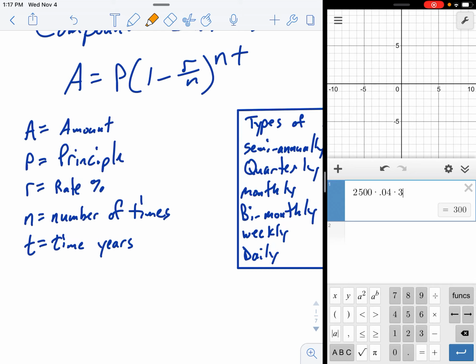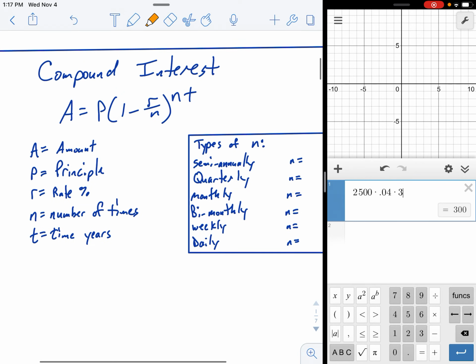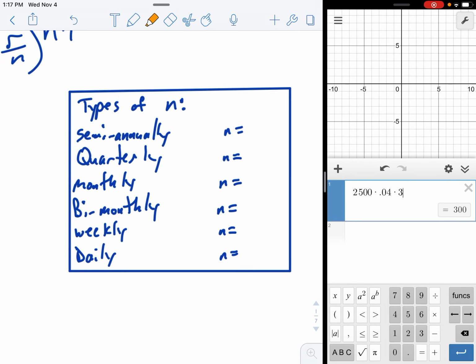If you're ever given a problem with months, like a 48-month loan, well, 48 months is 4 years. So we just make t equal to 4. So don't let that get out of hand if it ever comes up. Briefly, I want to talk about different types of n.